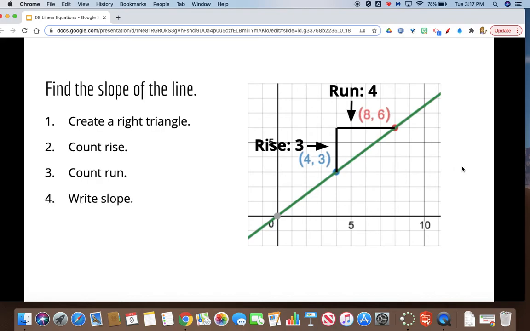We write that as slope, rise over run. We double check that we have a positive line, so we want to make sure that slope is positive 3 over 4. If you could simplify, you want to make sure you do.